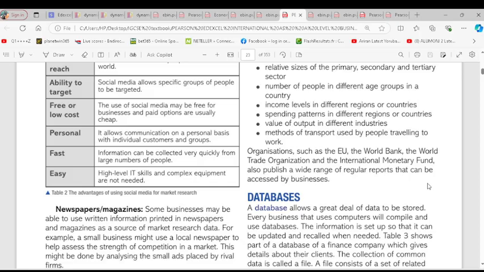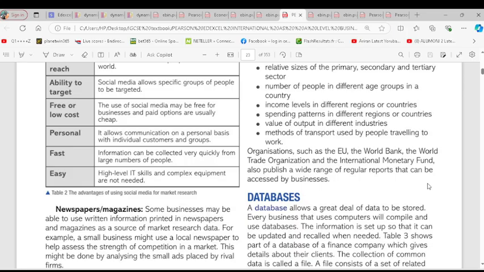Personal. It allows communication on a personal basis with individual customers or groups. Look at Facebook, there's a messenger. Each social media platform has its own messenger, so you can direct message people, DM. So it can offer you a personal or direct communication way. I think it's clear. Direct messaging means you can actually deal with your customer, and the customer can actually access the business or the representative of the business. I think it's clear.